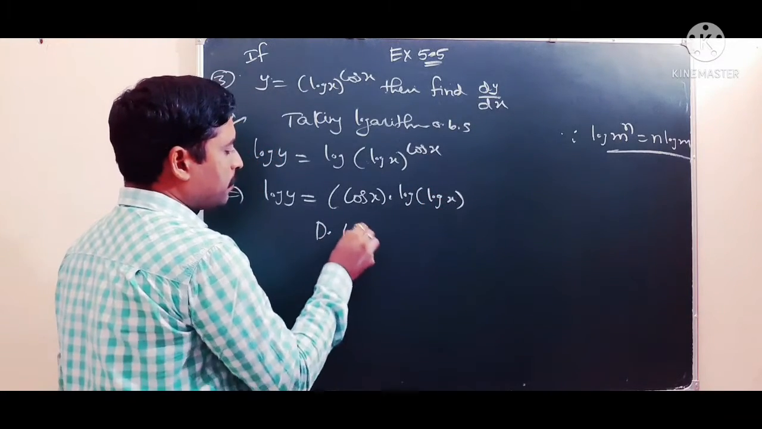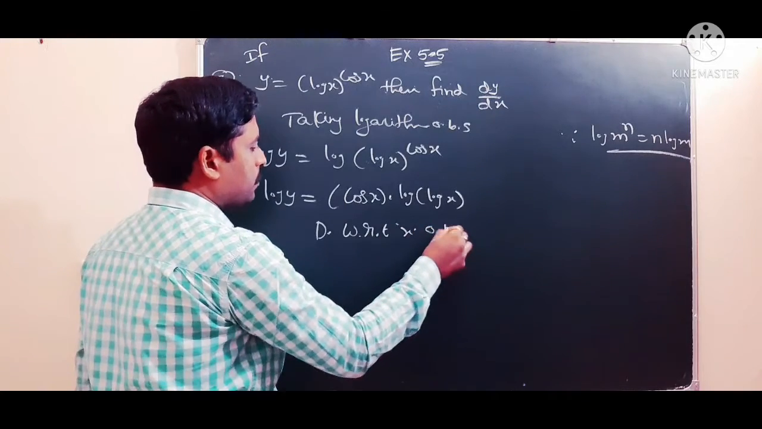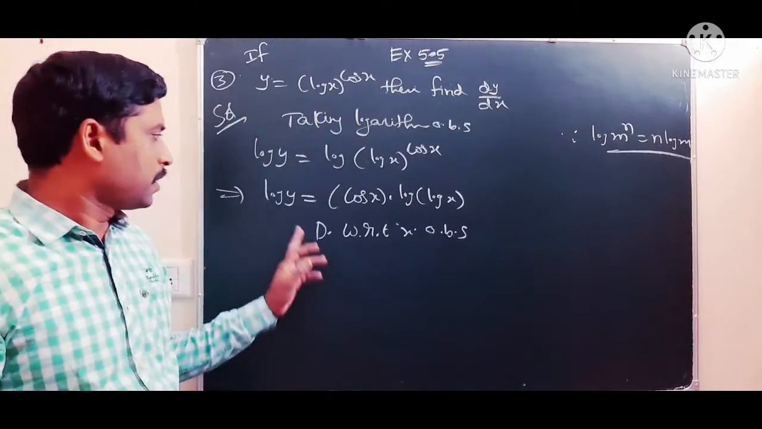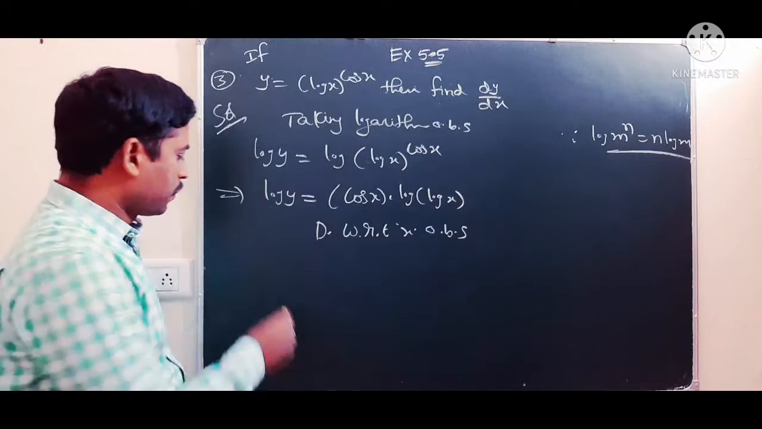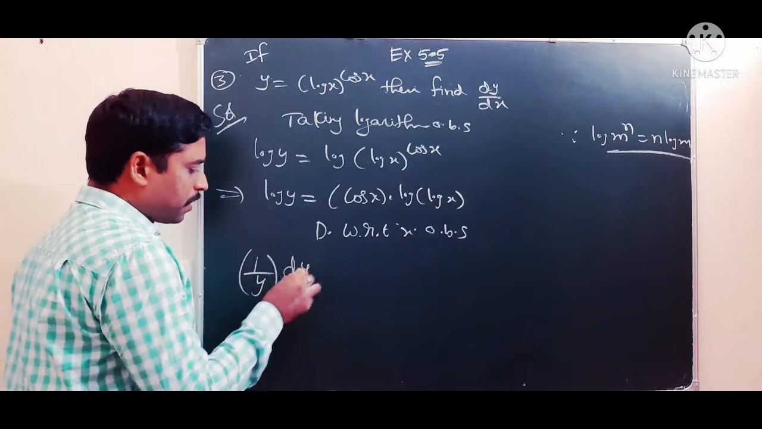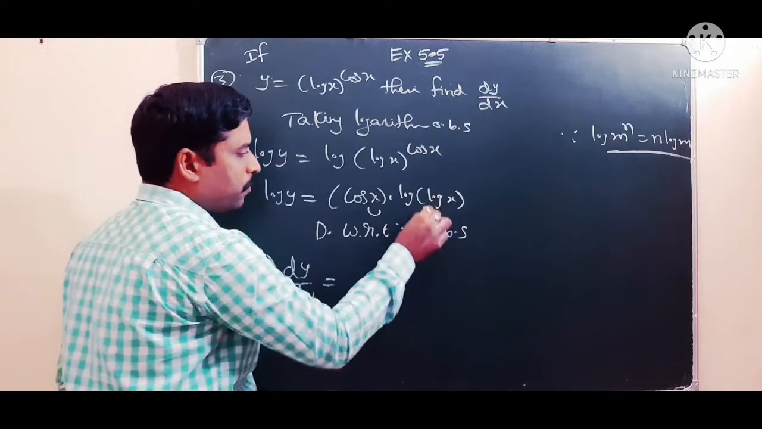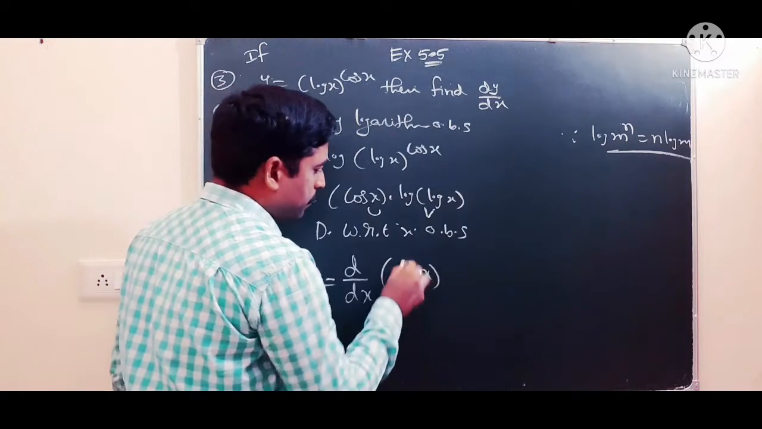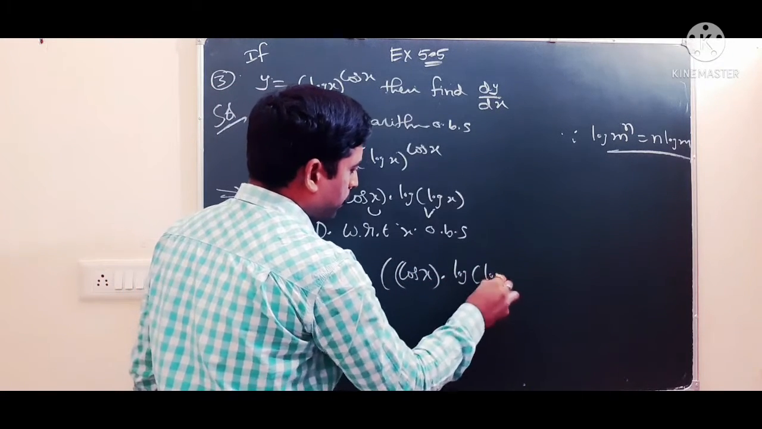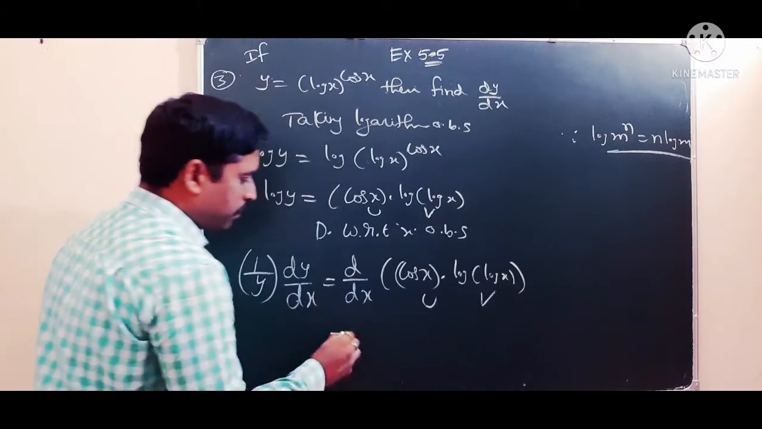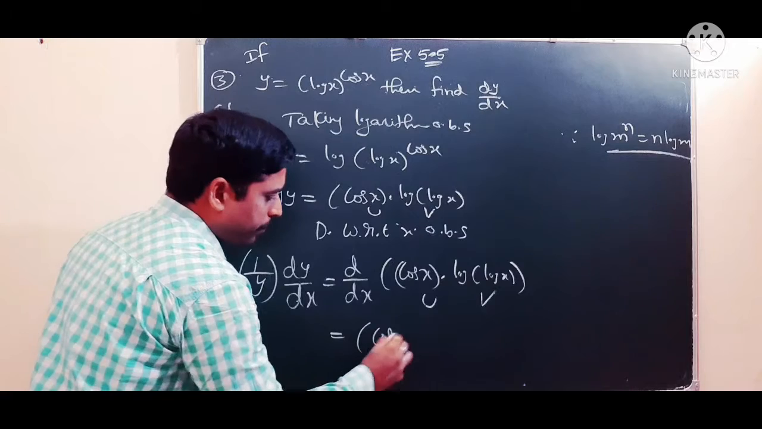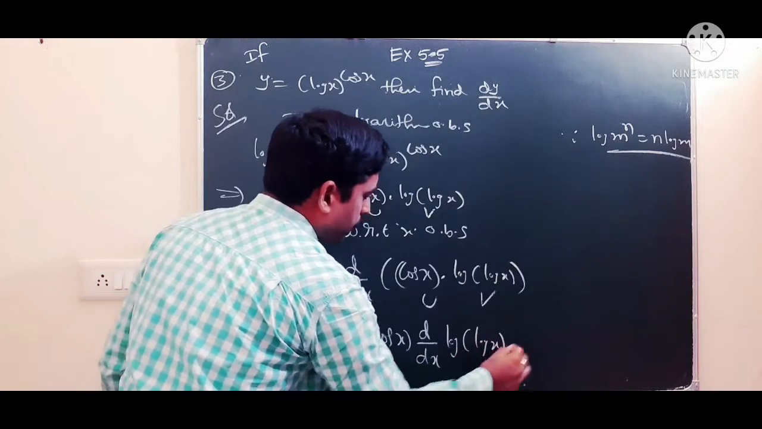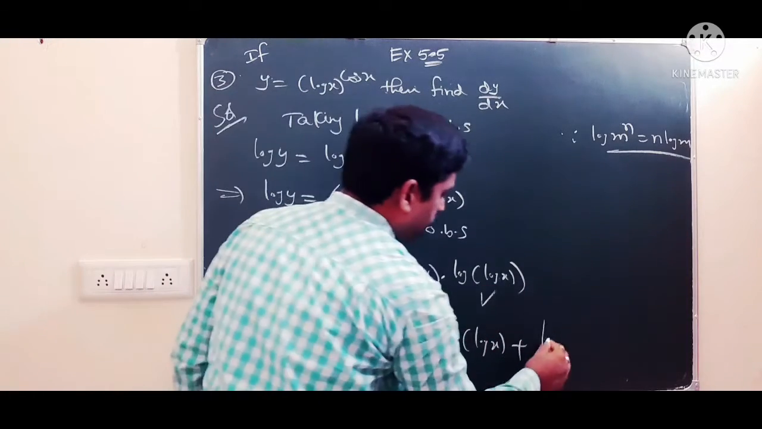So now applying differentiation with respect to x on both sides. So differentiation of log y is 1 by y into dy by dx, equal to, by using the UV formula, differentiation of cos x into log of log x. So what is the UV formula? u into differentiation of v plus v into differentiation of u.